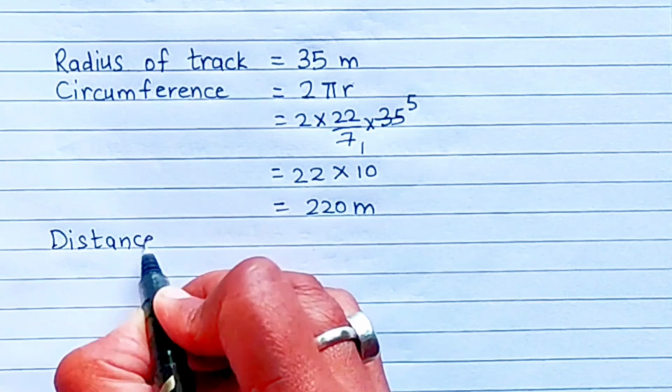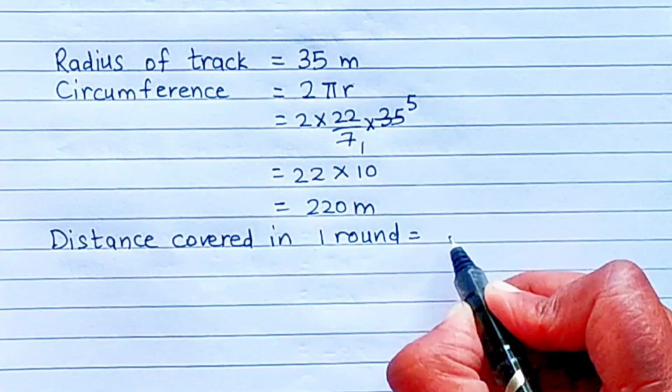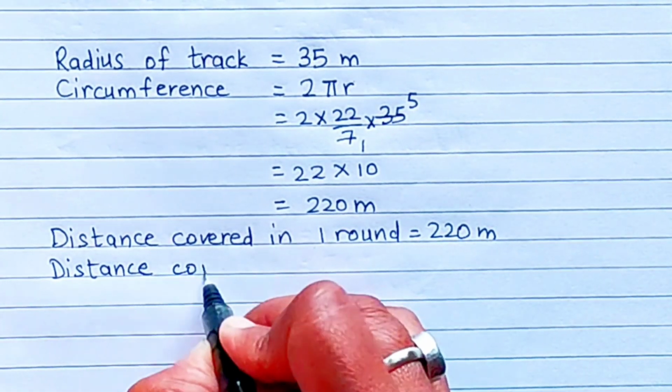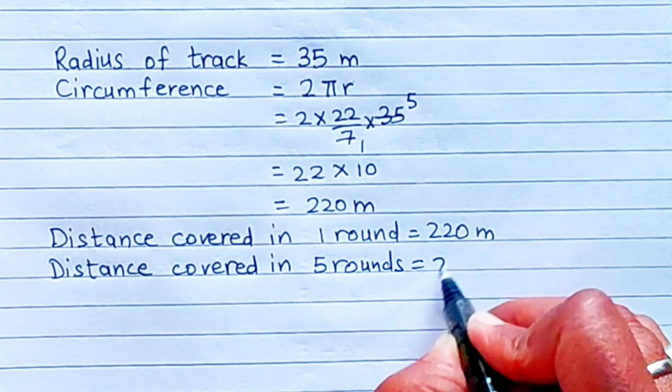Now that is just one round. So please don't stop here. We have to measure 5 rounds. That means we will multiply 220 by 5, which is equal to 1100 meters.